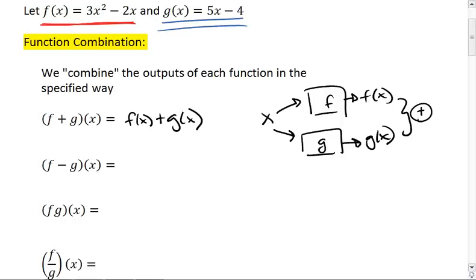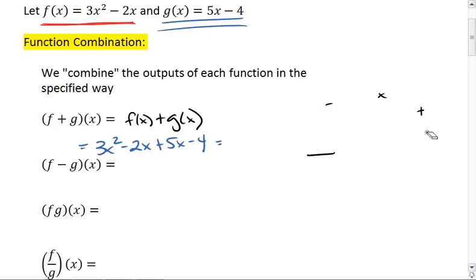What this looks like with our equations is that we get 3x squared minus 2x plus 5x minus 4, which simplifies to 3x squared plus 3x minus 4.